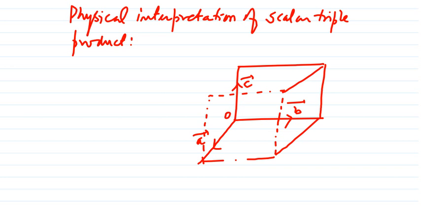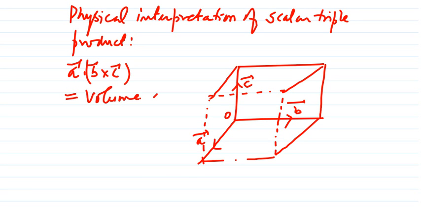So physically, the scalar triple product of A dot B cross C is the volume of the parallelepiped.